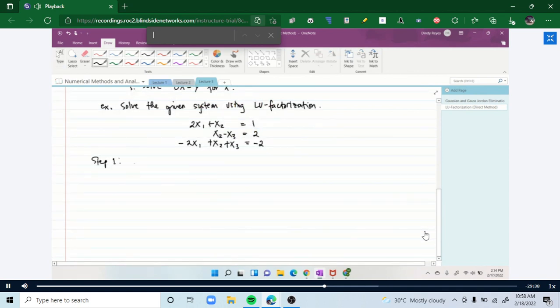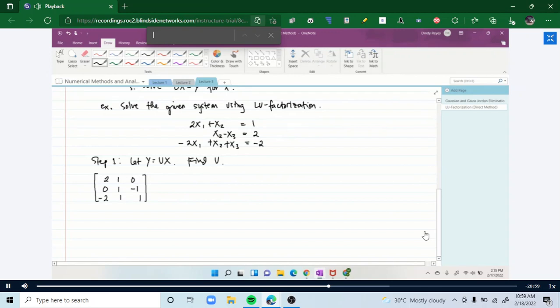Step 1: let y be equal to Ux. Then we have to find U. You have to find an upper triangular matrix from the coefficient matrix of the system. Let's write the coefficient matrix of the system. This time we won't be needing the augmented matrix, just the coefficient matrix. So these are the coefficients of the unknowns: 2, 1, 0 for the first equation, 0, 1, negative 1 for the second equation, and then negative 2, 1, 1 for the third equation.